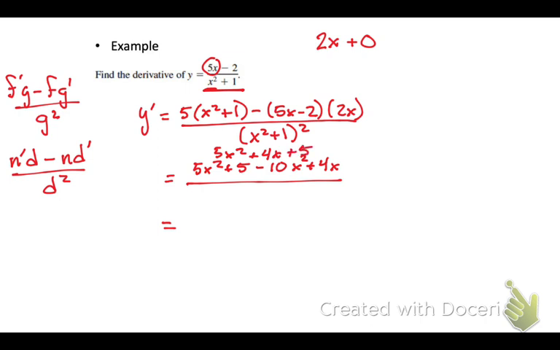And can the factors of 25 add to 4? Oh wait, that's not even right. Never mind. I was wrong, because it would be negative. It'd be negative 5x squared plus 4x plus 5.